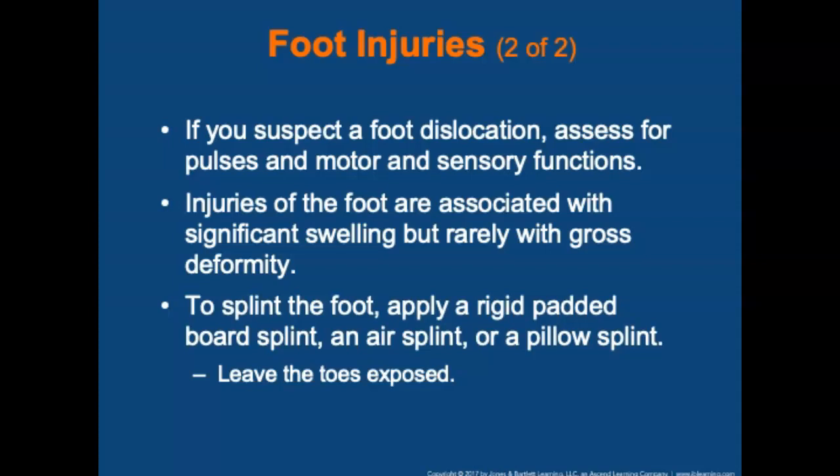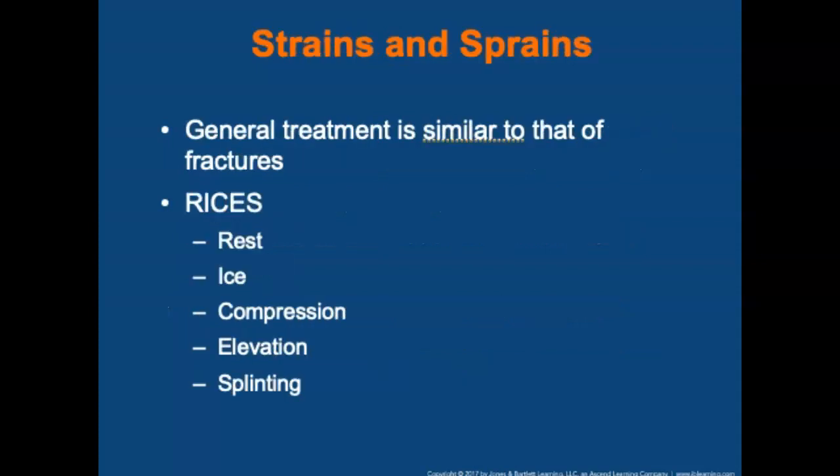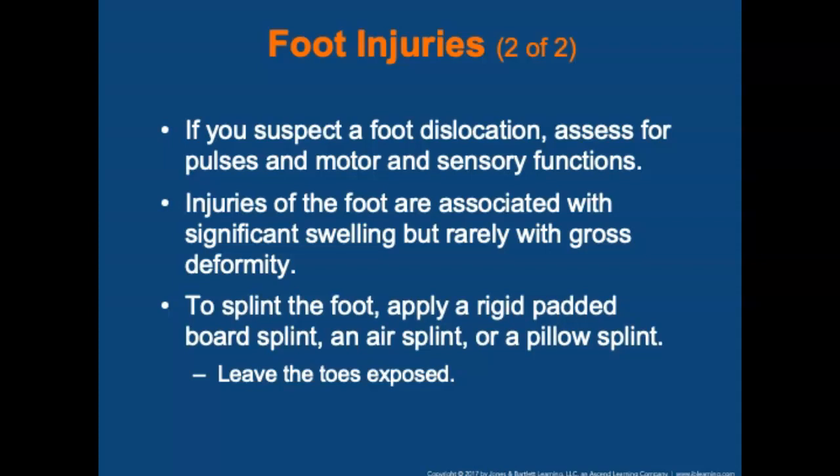If you suspect that the foot is dislocated, immediately assess for pulses and motor and sensory functions. If pulses are present, immobilize the extremity using a commercially available splint. If pulses are absent, contact medical control. Injuries of the foot are associated with significant swelling but rarely gross deformity. To splint the foot, apply a rigid padded board splint, an air splint, or a pillow splint, stabilizing the ankle joint and foot.